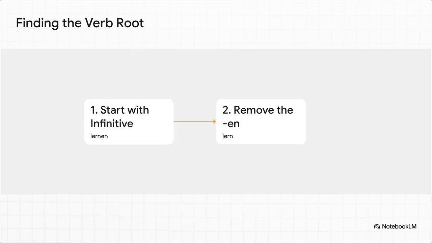Now, to actually use one of these verbs, we gotta get to its core. And check out how simple this is. You just take the infinitive, like lernen, and you literally just chop off that en ending. What you're left with, lern, that's the verb's root. That's the part we're gonna build on.